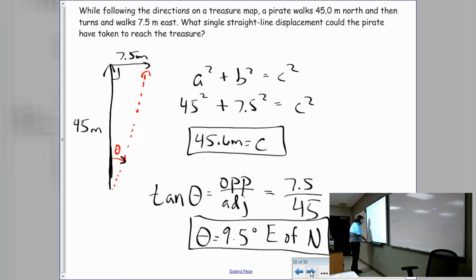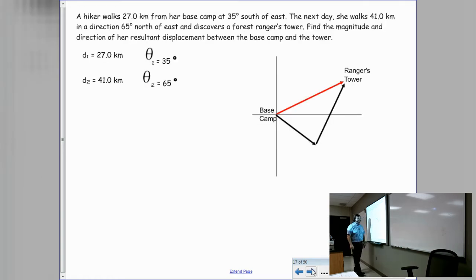Okay, so this problem set up in the case of making a right triangle immediately, but let's take a look at this problem, which it will not. In this problem, we have a hiker. A hiker walks 27 kilometers from her base camp at 35 degrees south of east. The next day, she walks 41 kilometers at a direction of 65 degrees north of east and discovers the Forest Ranger's tower. How far is the Forest Ranger's tower? Find the magnitude and direction from the base camp to the Forest Ranger's tower, which would be the red line on my diagram.